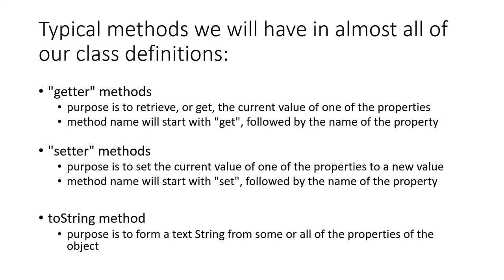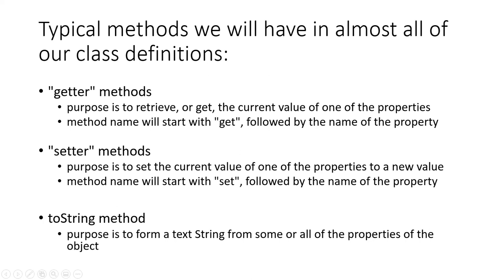The reason we call them getter methods is that we're going to use the naming convention of always starting the name of the method with get, followed by whatever the property is. So we'll say getBreed or getWeight for this pet dog example. Another group of methods we're going to call setter methods. The purpose of these is to set the current value of one of the properties to a new value that we specify. The reason we call them setters is because the name will start with the word set, followed by whatever. So setWeight, setBreed, etc.